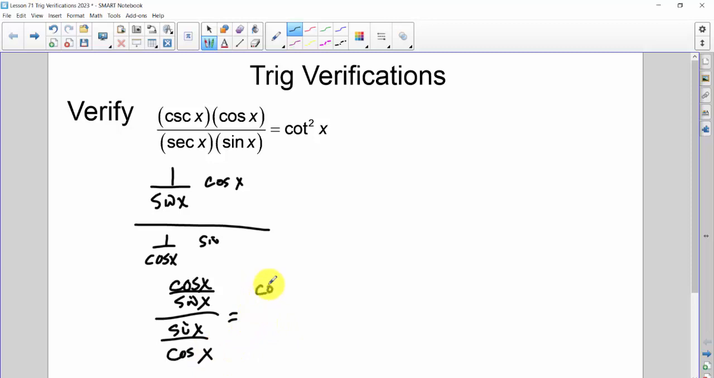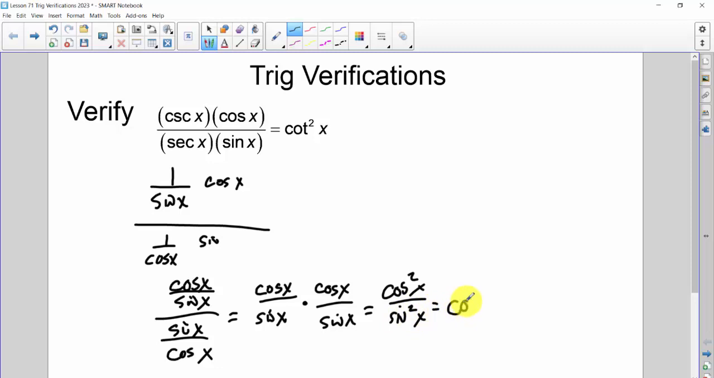So this is cosine x over sine x times cosine x over sine x, which is cosine squared x over sine squared x, which is cotangent squared x, which is what I was trying to get back to. All right? So that's how verification works.